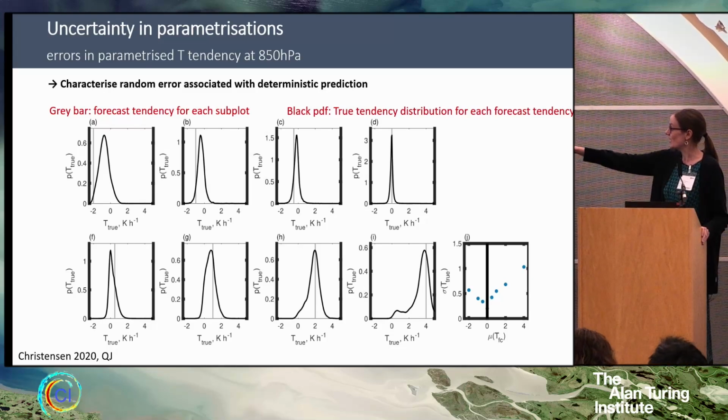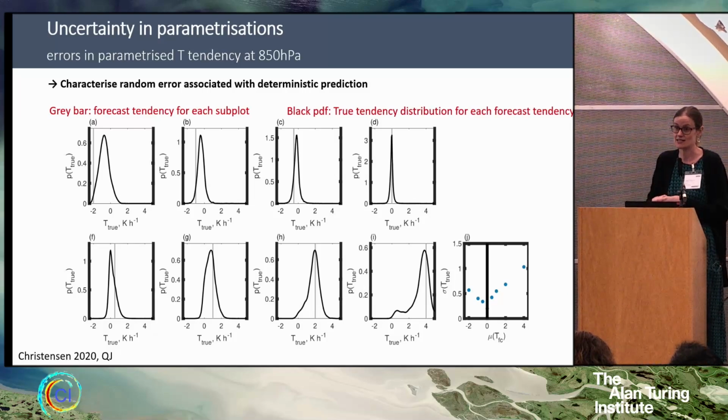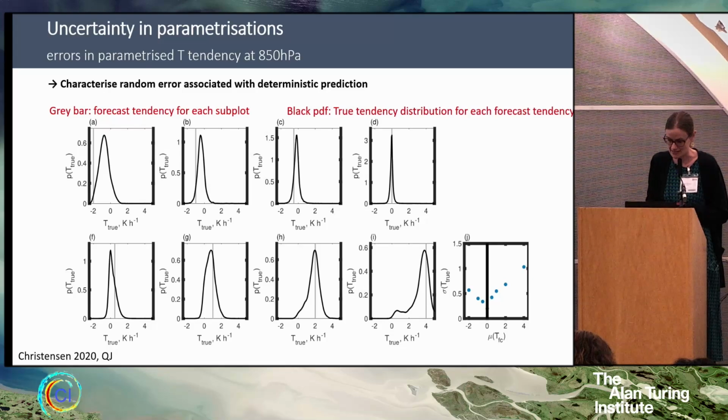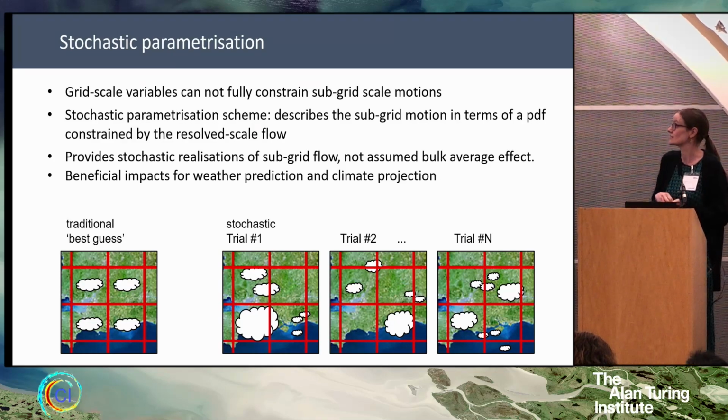As we go to higher and higher warming tendencies as predicted by our deterministic parameterization, going along the lower panel here, we see a shift in our PDF to higher and higher values, but we're also seeing a large spread here. So there's a lot of uncertainty associated with this parameterization process, which we're not capturing in this deterministic scheme. And this is because of a physical idea that we have. The variables that we have on this grid scale, the low resolution temperature and humidity and so on, are not sufficient to constrain what is going on at the smaller scales.